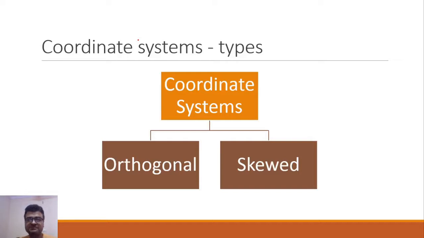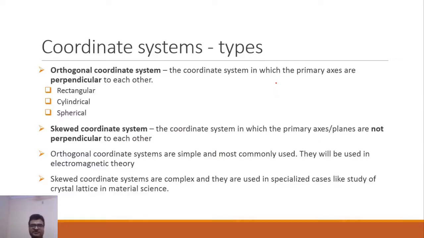The three coordinate systems that are only three coordinate systems that we are going to study in electromagnetic theory, all three of them are orthogonal coordinate systems. In traditional physics or in any traditional subjects, we don't normally encounter skewed coordinate system because they are special coordinate systems. They tend to make only some specialized problem easy. In normal problems, if you try to apply skewed coordinate systems, they will make things complex.